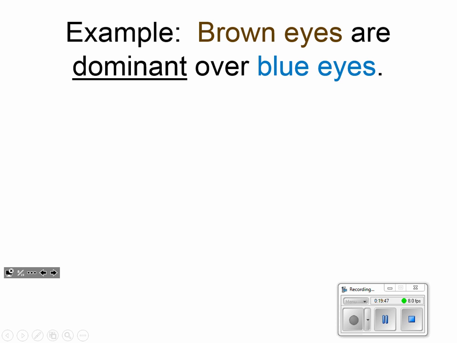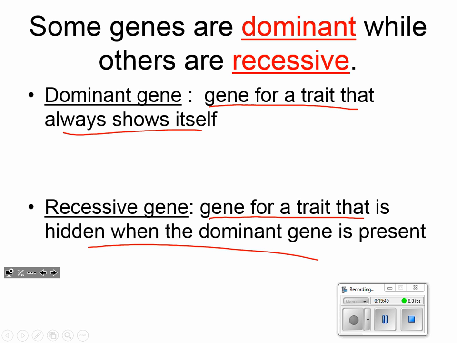Yes, I can. Dominant versus recessive genes. The dominant gene shows itself all the time, and the recessive gene only shows if there's 2 recessive, so that means that it hides when the dominant gene is present. Did anybody else have a question? Okay.